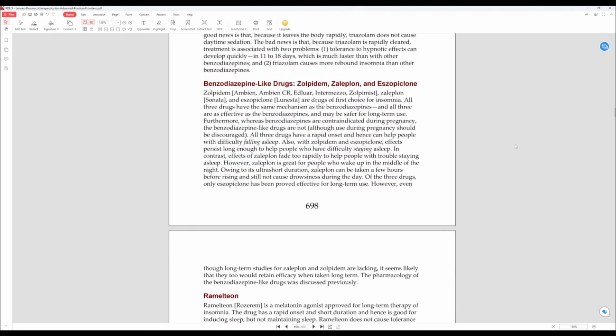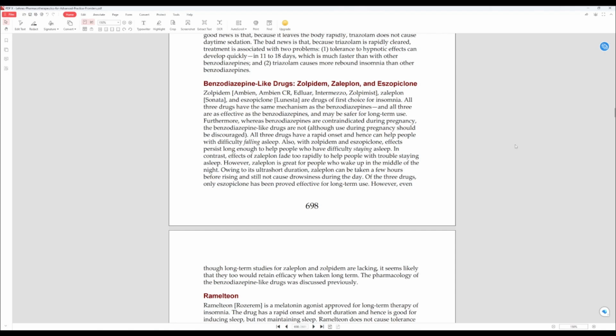Which makes us jump back to our benzodiazepine-like drugs. So zolpidem, zaleplon, and eszopiclone, also known as Ambien, Sonata, and Lunesta, are the drugs of choice for insomnia. All three drugs have the same mechanism of action as the benzodiazepines, and all three are just as effective. And they may be safer for long-term use. Furthermore, whereas benzodiazepines are contraindicated during pregnancy, the benzodiazepine-like drugs are not.